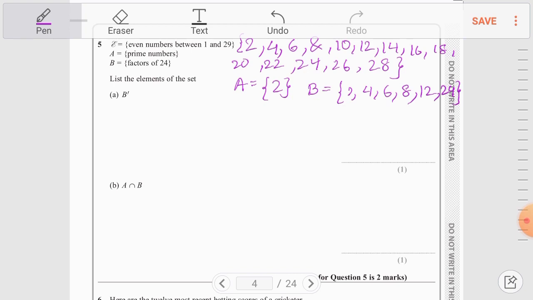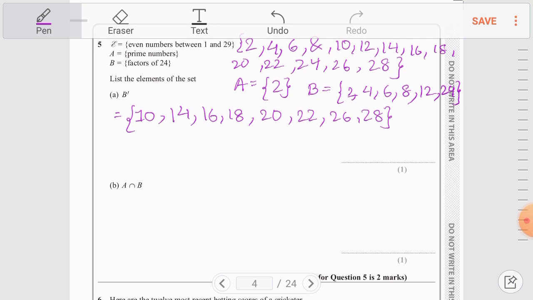In part A, it asks you to find the B prime. B prime means everything that is not the element of set B. So everything that is not the element of set B is, we can see that 10 is not an element of set B, 14 is not an element of set B, 16, 18, 20, 22, 26, and 28. So these are the elements that are not the elements of set B. So these are the elements of B prime, and that's the answer of part A.